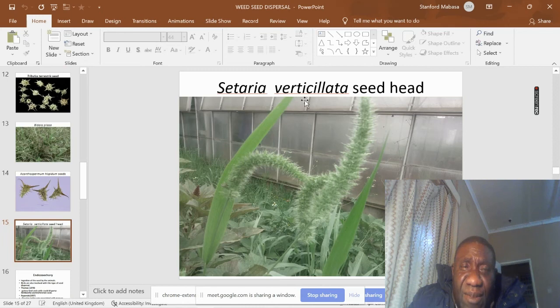This is a grass known as Setaria verticillata. Now, it has some seeds which can stick to animal skin or it can stick to clothes. And that's how it is dispersed.